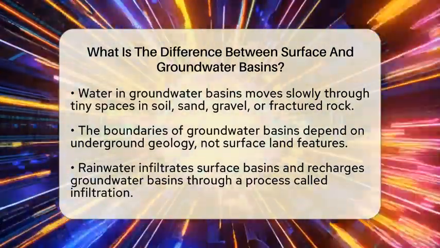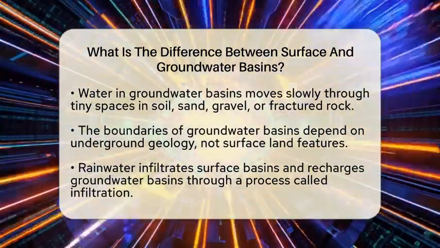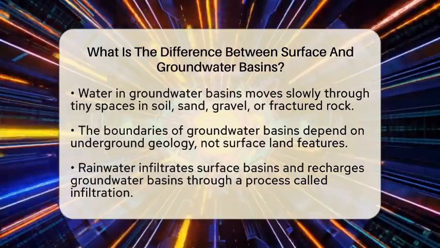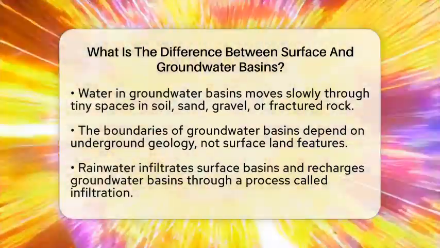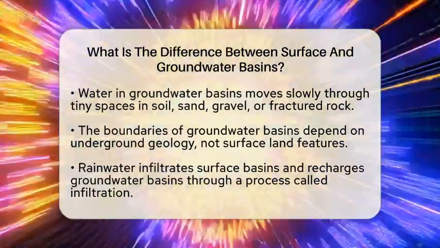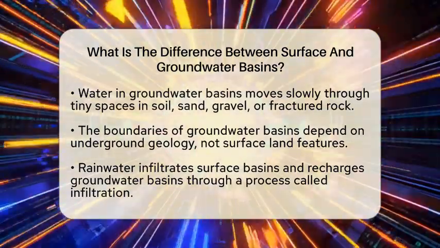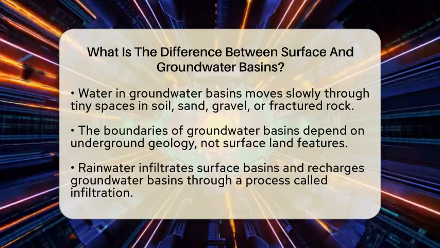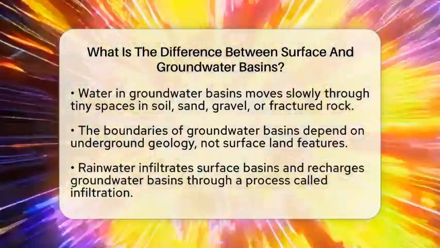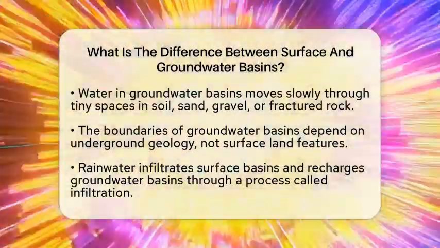Now, groundwater basins are quite different. These are underground zones where water is stored in porous rocks or sediments called aquifers. Instead of flowing on the surface, groundwater moves slowly through tiny spaces in soil, sand, gravel, or fractured rock. The boundaries of these basins depend on the geology beneath the surface, not the land's shape. You can't see groundwater with your eyes, but it plays a huge role in supplying water to wells, springs, and even some rivers. The interaction between these two types of basins is fascinating.